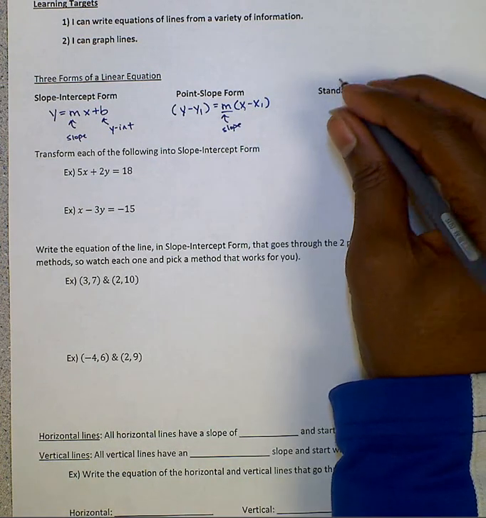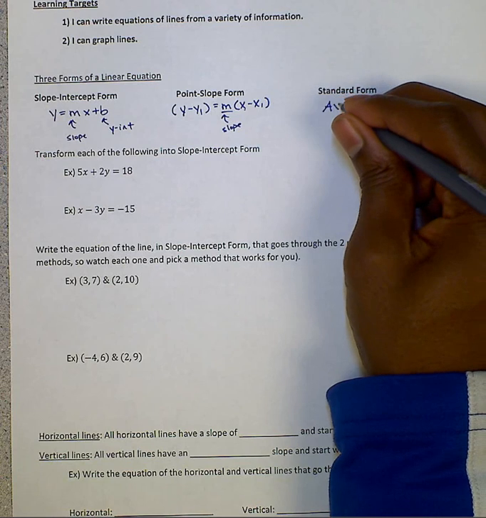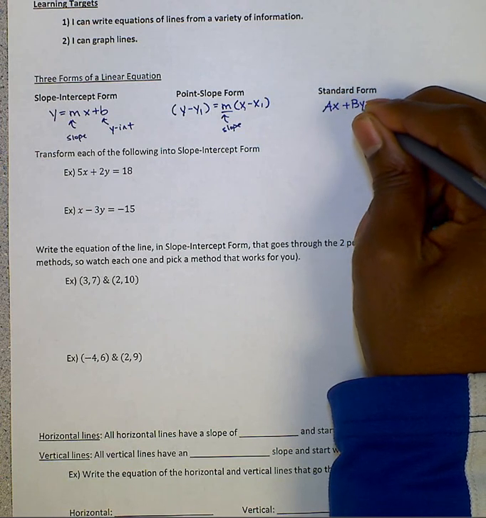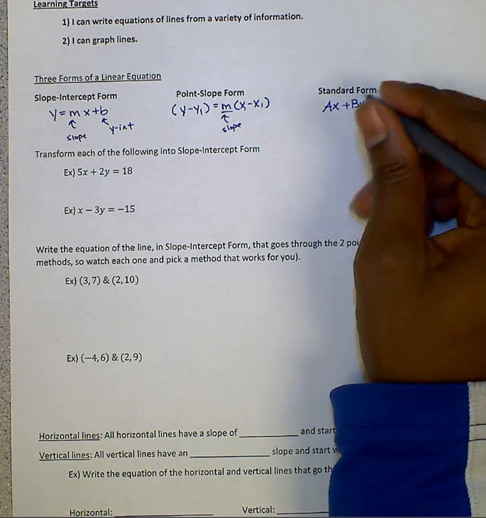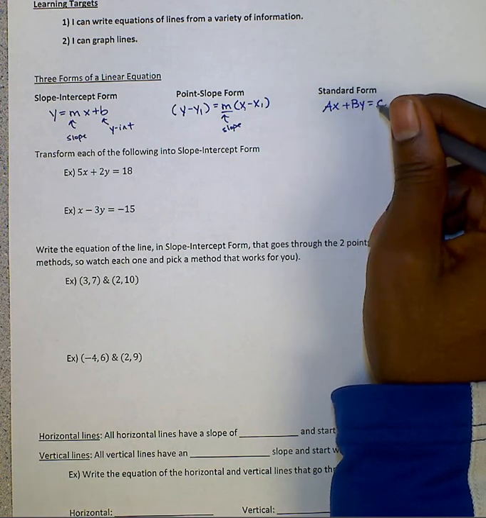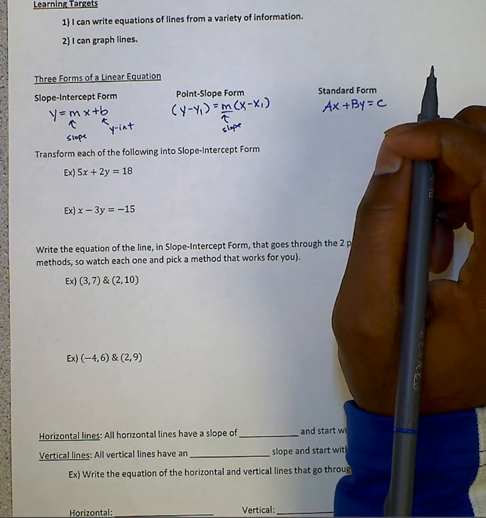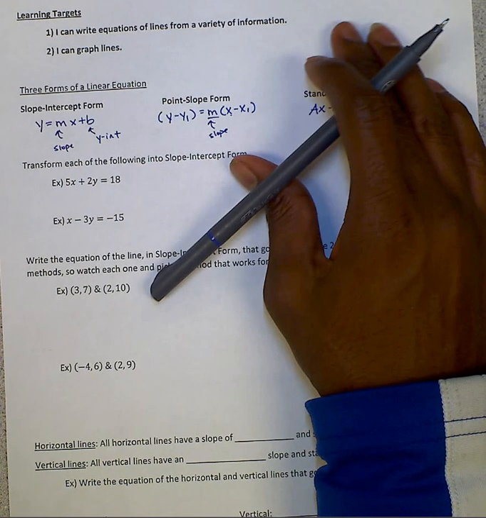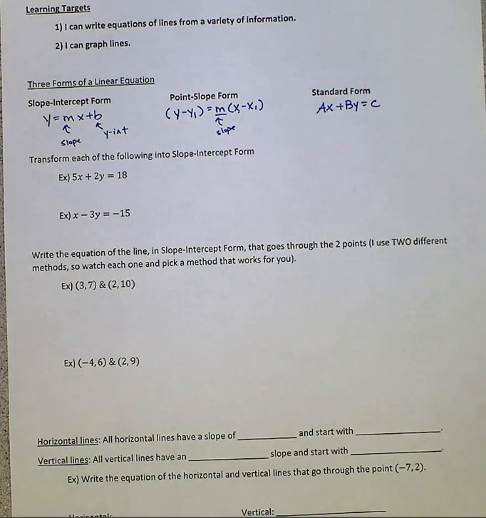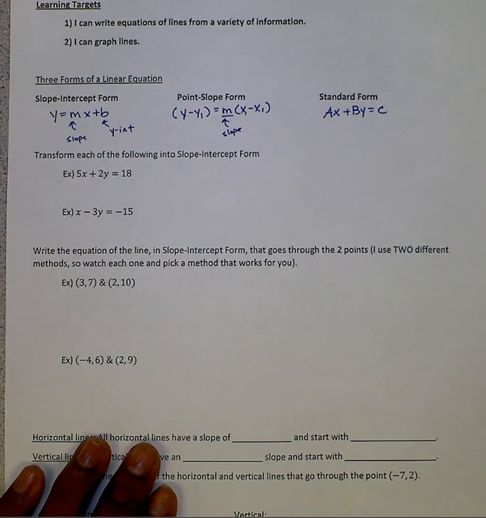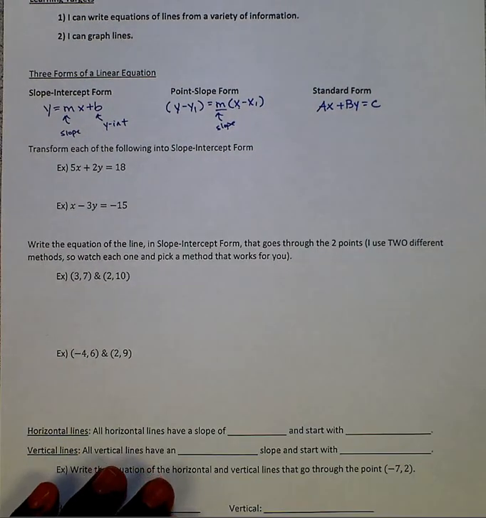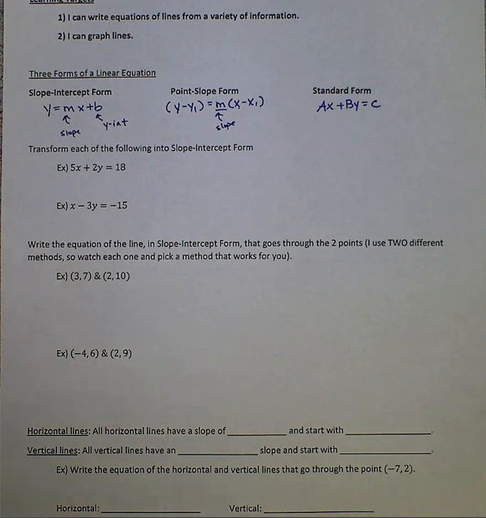And then standard form, which is ax plus by equals c, where there's nothing that stands for anything in particular, but standard form is typically used to find x and y intercepts. Now, these are all the forms that we have, but we'll try to stay with slope-intercept form just because that is the most common and most easily used. So in this next section, it's asking us to transform each of the following equations into slope-intercept form.